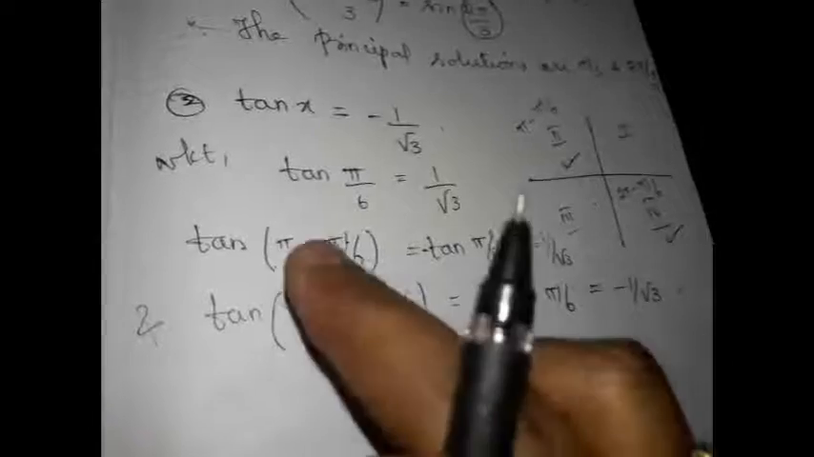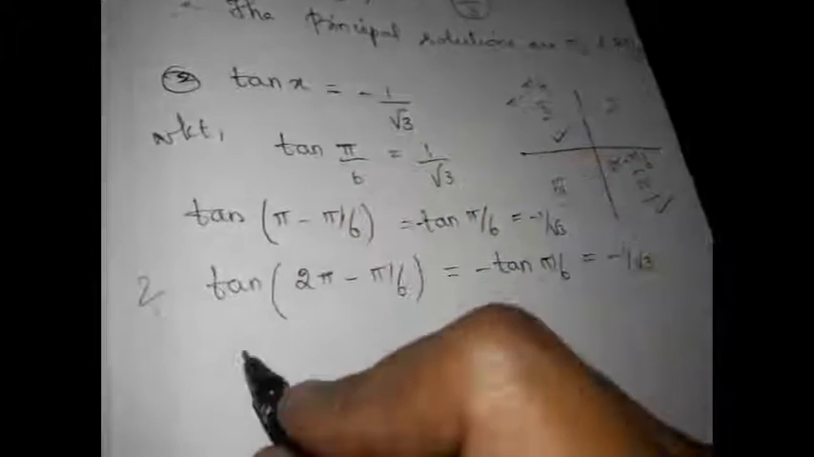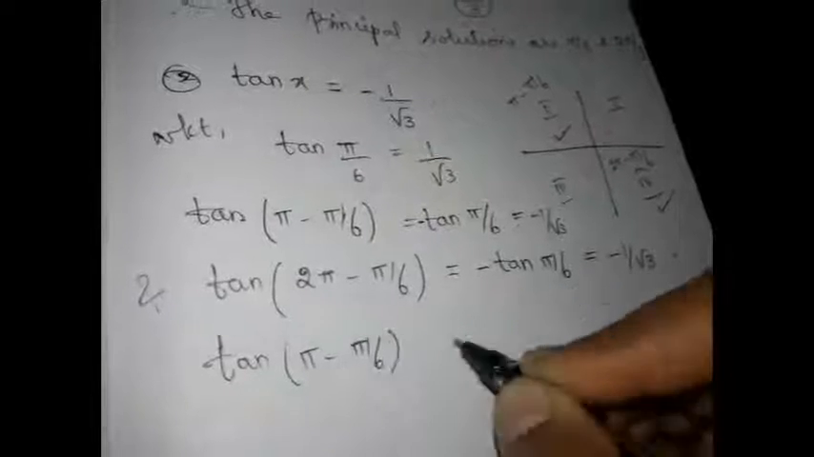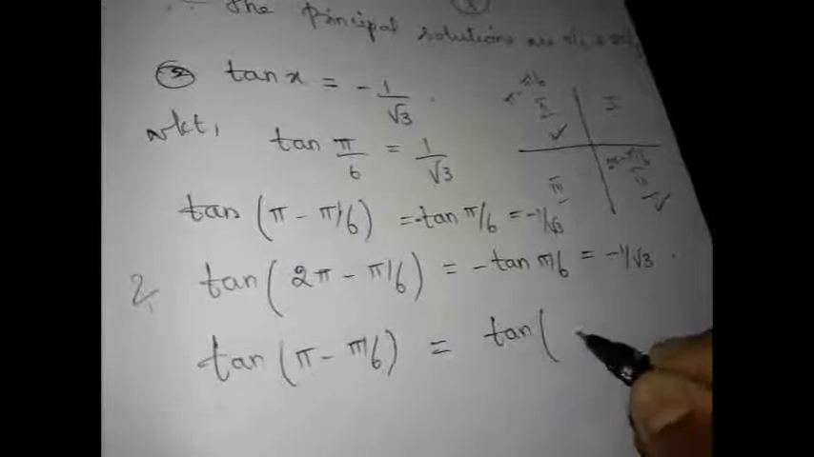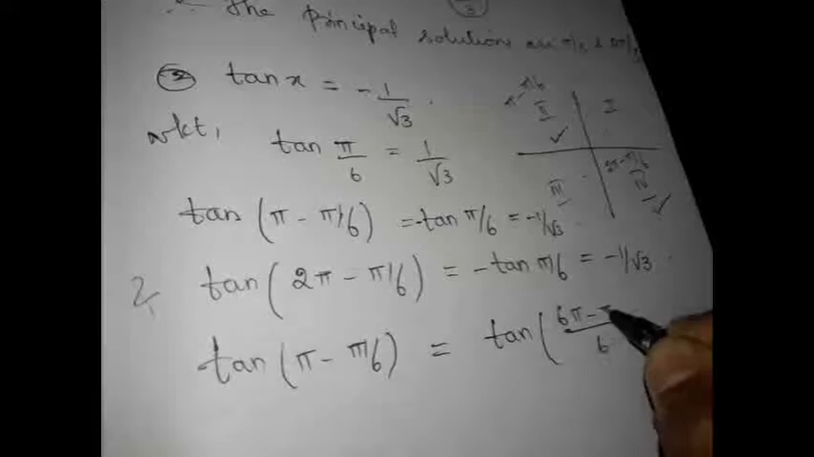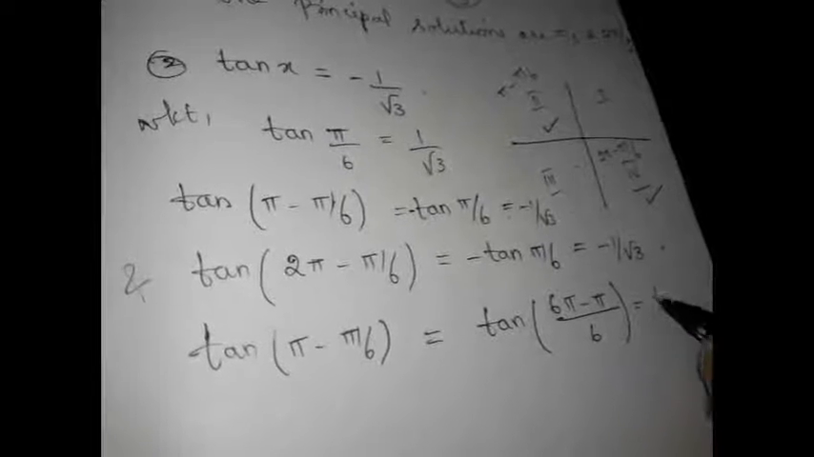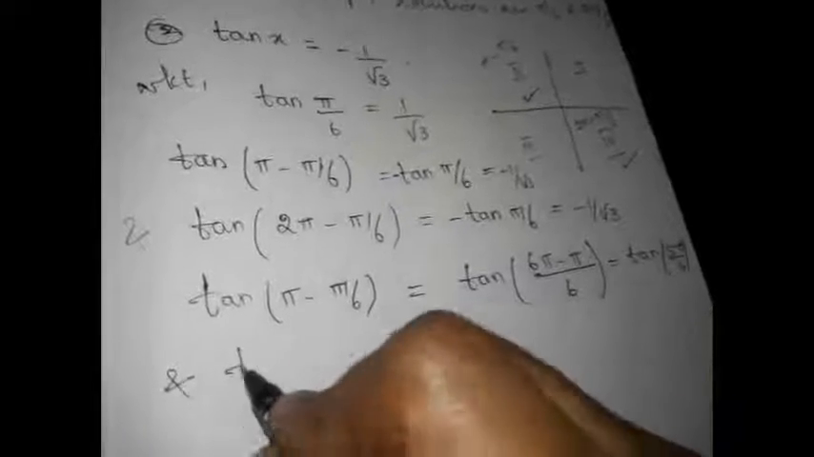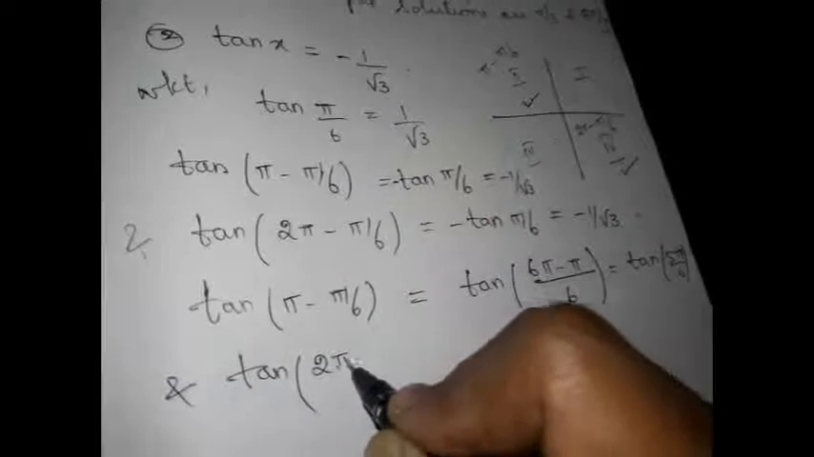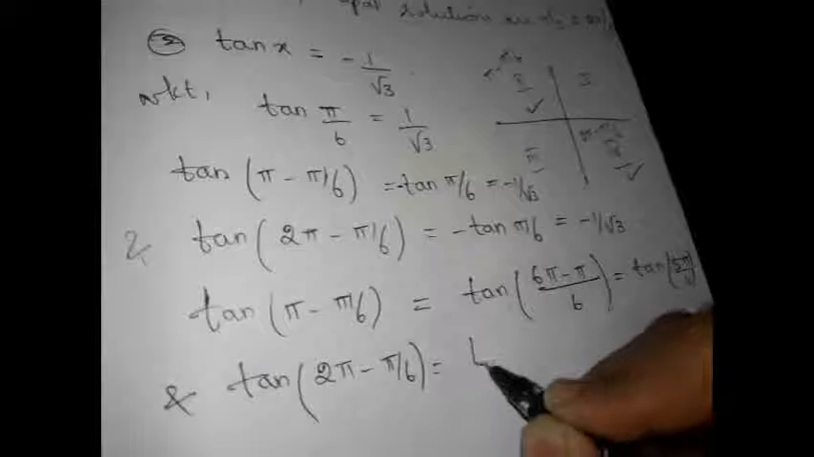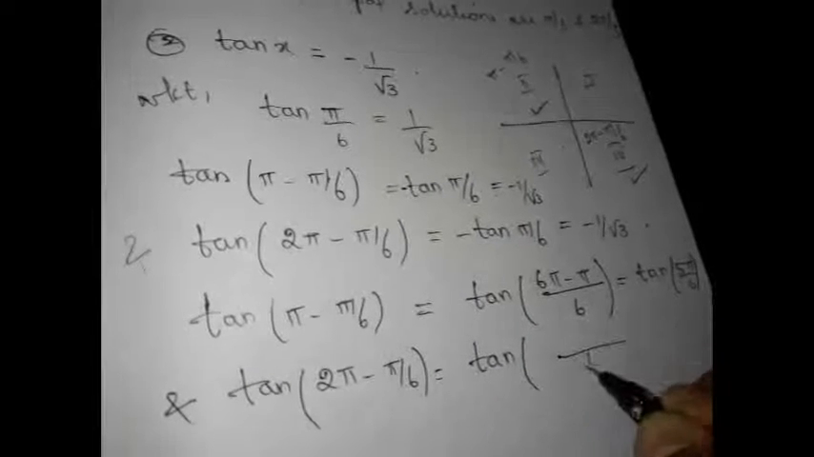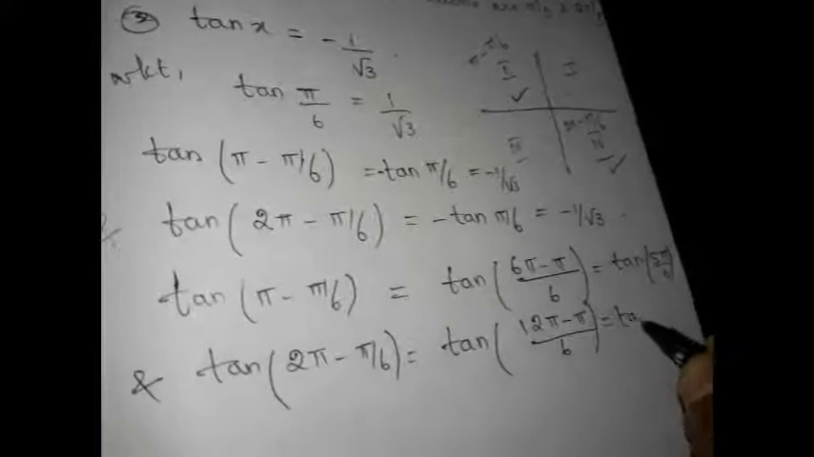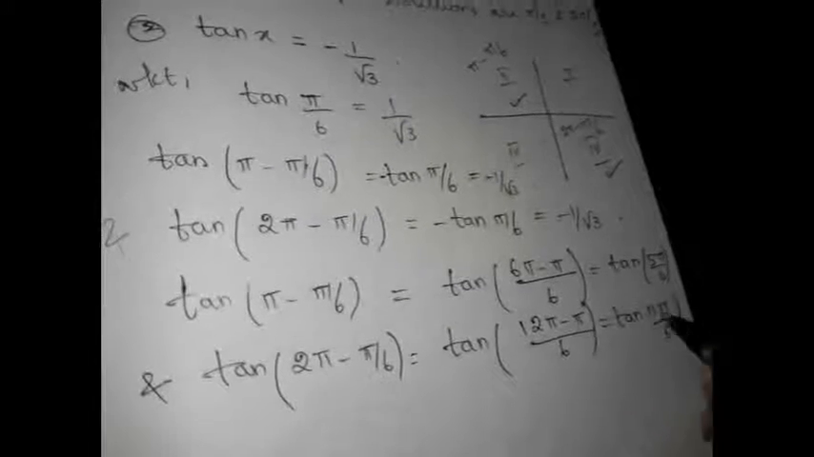Hope you understood. Now our aim is to find what this is. So tan of pi minus pi by 6, take LCM, 6 is going to be your LCM, so 6 pi minus pi, which is nothing but tan 5 pi by 6, and tan of 2 pi minus pi by 6, take LCM again, 6 is your LCM, 6 twos are 12 pi minus pi, which is tan 11 pi by 6.